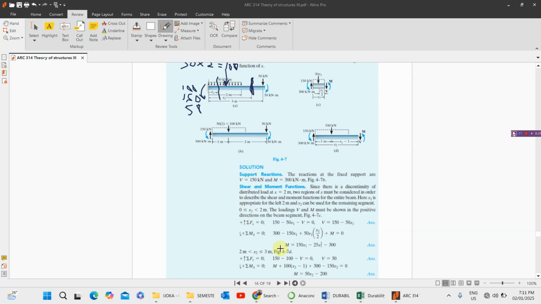So to know the shear force now, we have 150 minus 100 minus V equals 0. Is there any other V around there? There's no other V. So we have 150 minus 100 minus V equals 0, so our V is 50 here.